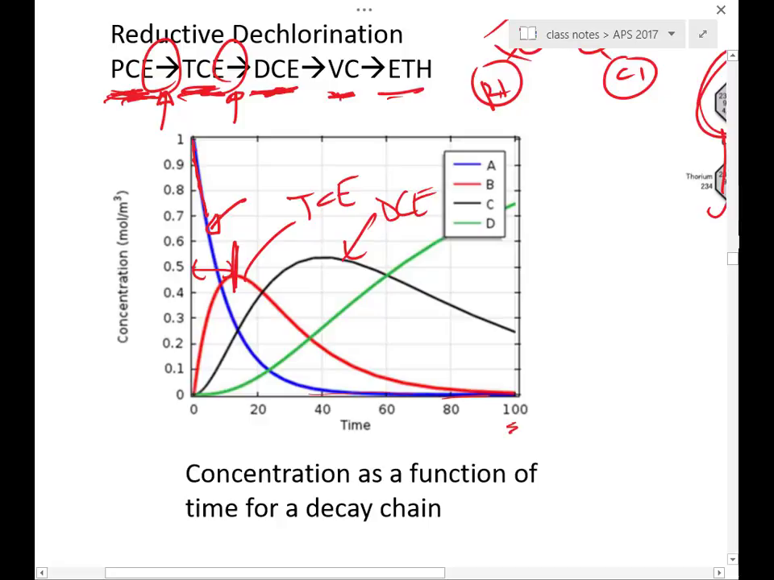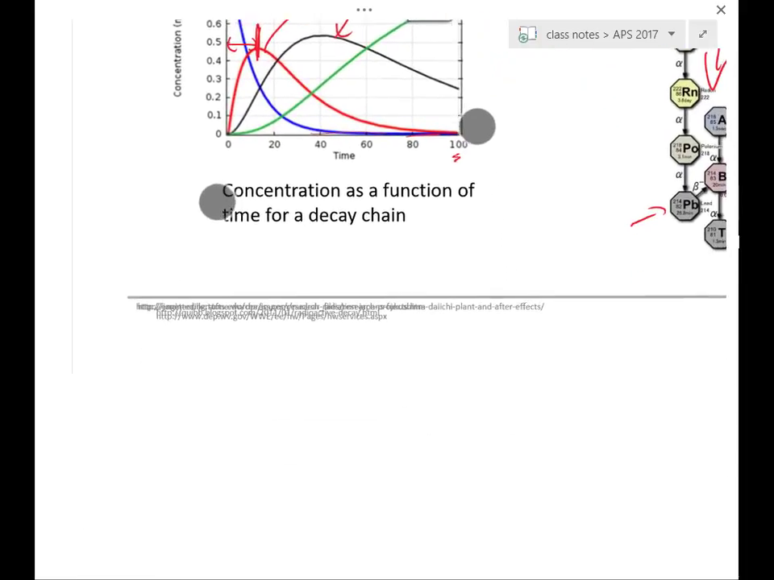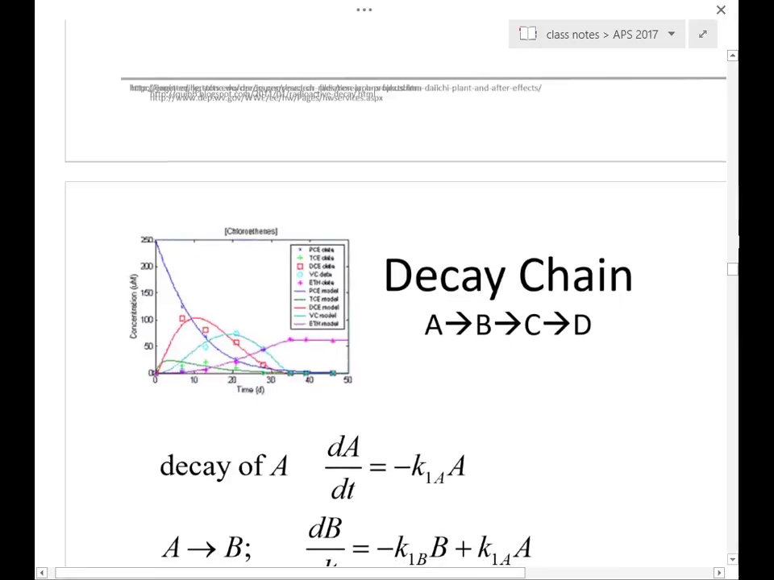And then I think the way I set up this example, it doesn't include this reaction. So what happens then is this green line eventually goes up and stabilizes out, and this is the final concentration where everything is degraded to the last compound. Okay, so this set of curves is what you kind of expect for this kind of decay chain process.